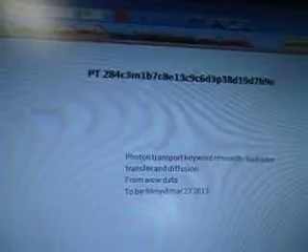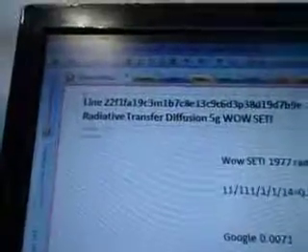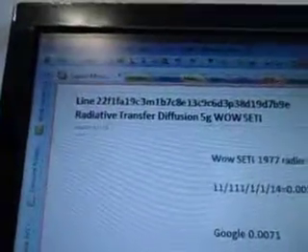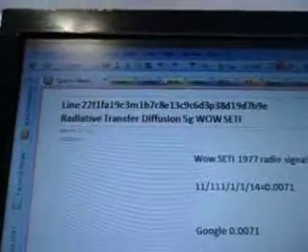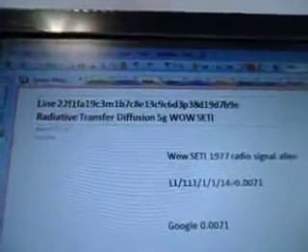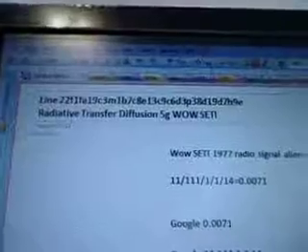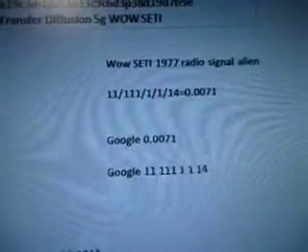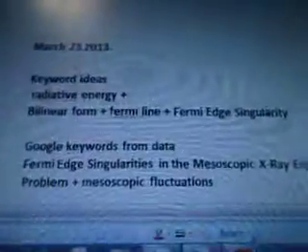So part 284C3M1B7C8E13C9C6D3P38D19D7b9E. Line 22f1fa19c3m1b7c8e 13c9c6d3p38d19d7b9e radiative transfer diffusion 5G Wow Seti. There's the alien radio signal.